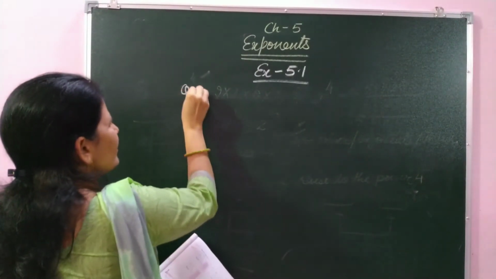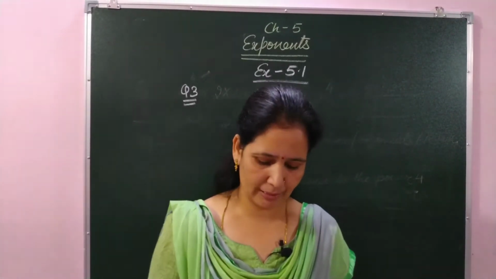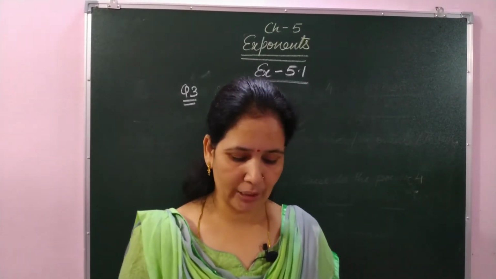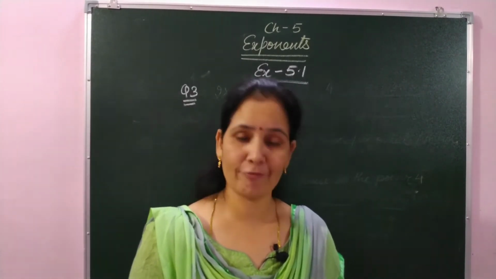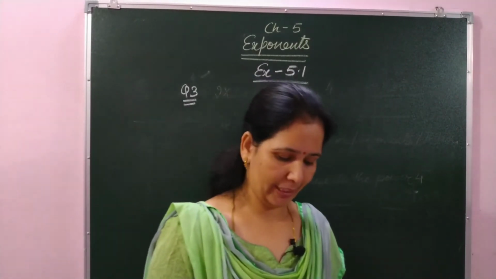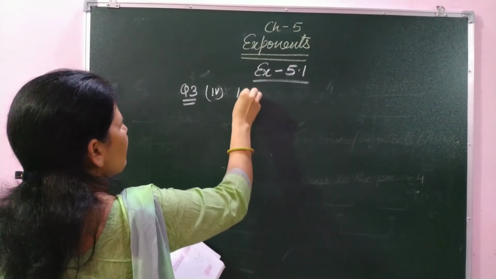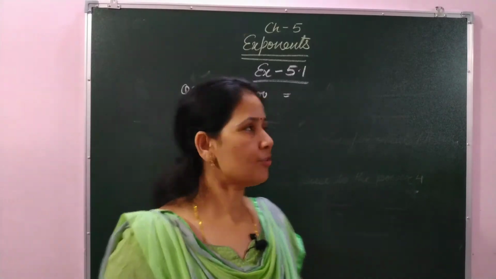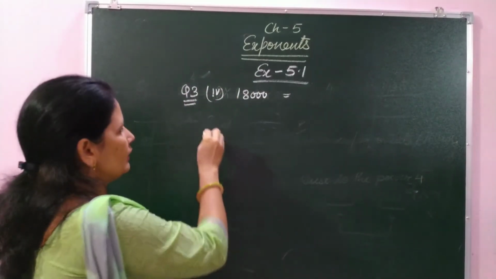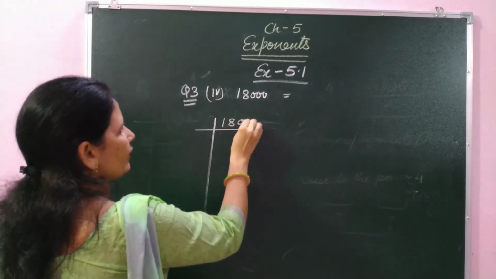Question number 3 is the same type of question. I have discussed before, with the help of the prime factorization method, that we have to express each of the following as a product of powers of their prime factors. Clearly they have written powers of their prime factors. So I am taking its fourth part, that is 18,000. In the fourth part we will use the prime factorization method. So we will take 18,000.